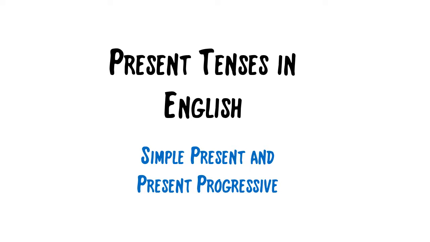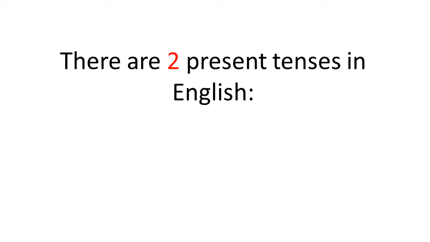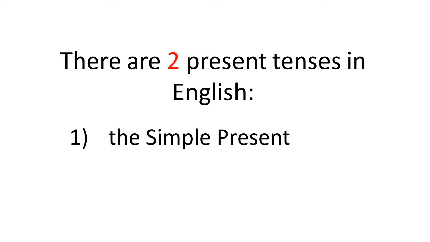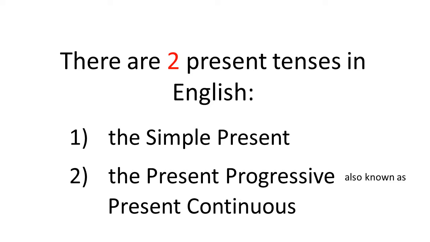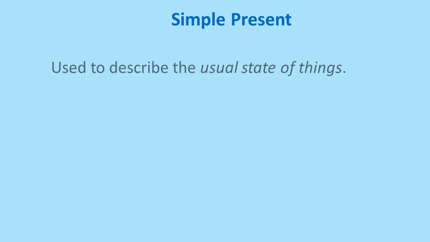This video will discuss present tenses in English. There are two present tenses in English: the simple present and the present progressive, also known as the present continuous. So the present progressive and present continuous are two names for the same tense.